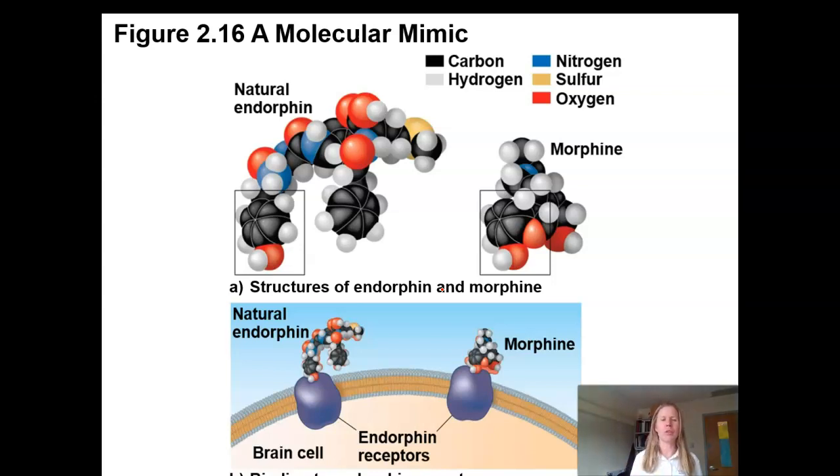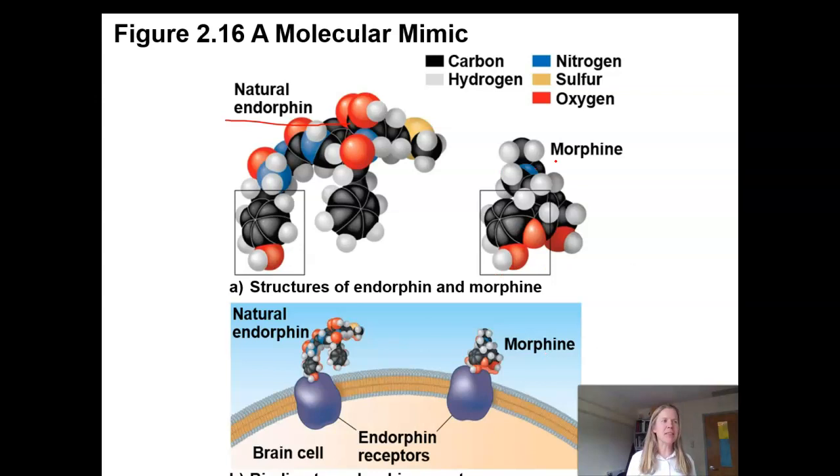And here's an interesting thing. You actually produce endorphins. This is a natural chemical that's produced. It binds to a receptor on a cell, and this is a molecule that gives you good feelings. You produce endorphins when you exercise, and that can help calm some anxieties and things like that.